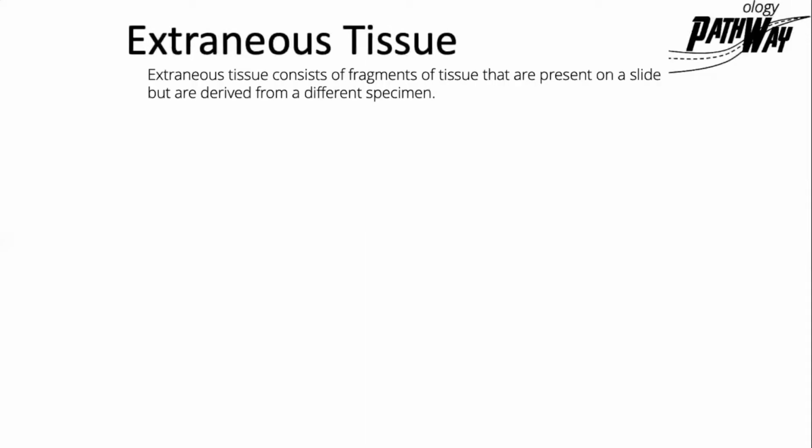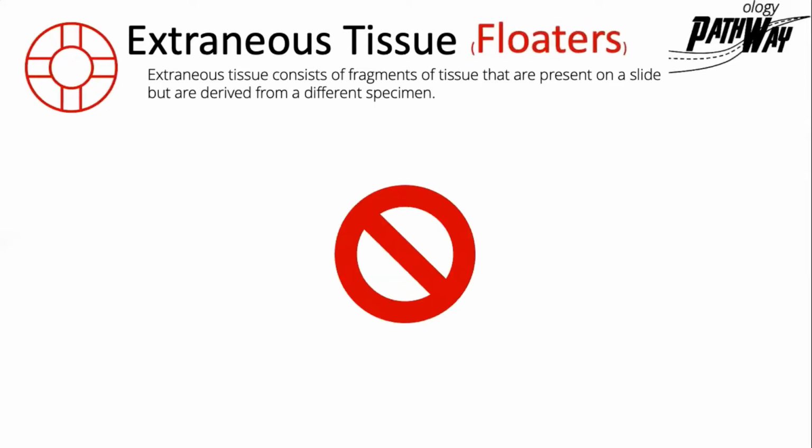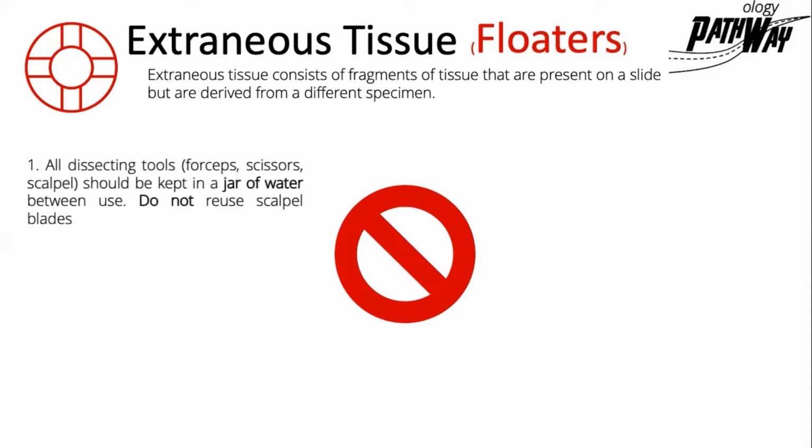What is extraneous tissue? Extraneous tissue consists of fragments of tissue that are present on a slide but are derived from a different specimen. We call them floaters. And how can we prevent the extraneous tissue, or these floaters, from being found? First, all dissecting tools, forceps, scissors, scalpel, should be kept in a jar of water between use. Do not reuse scalpel blades.